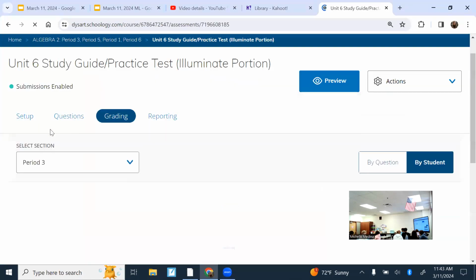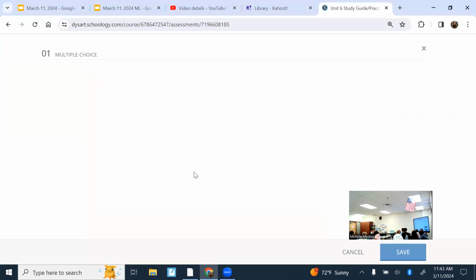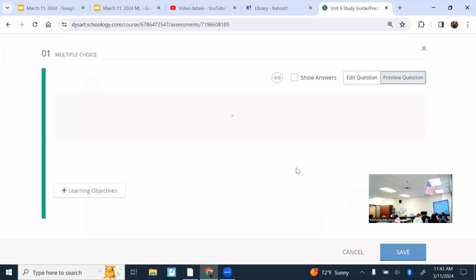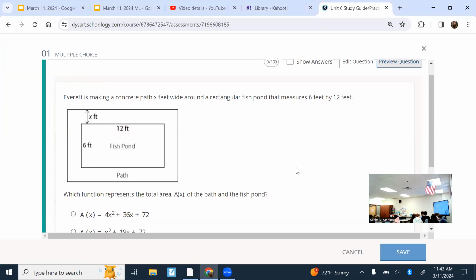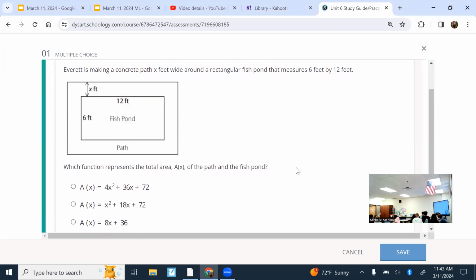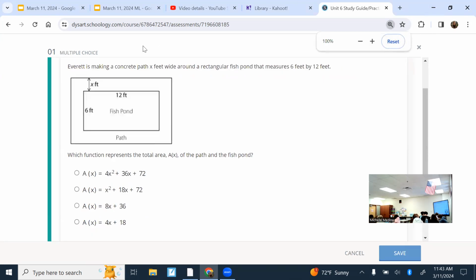First one asked about was number 1, so here it is. Everett is making a concrete path X feet wide around a rectangular fish pond that measures 6 by 12 feet. Which function represents the total area of the path and the fish pond? So basically of this whole rectangle, we want the area of the path and the fish pond combined.